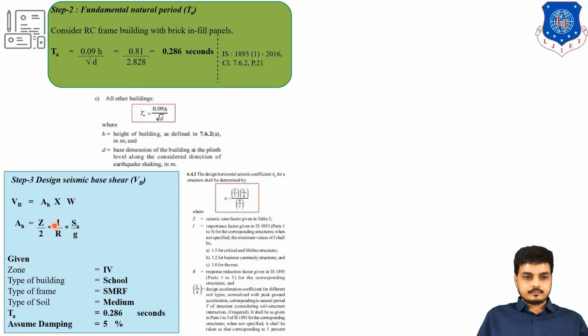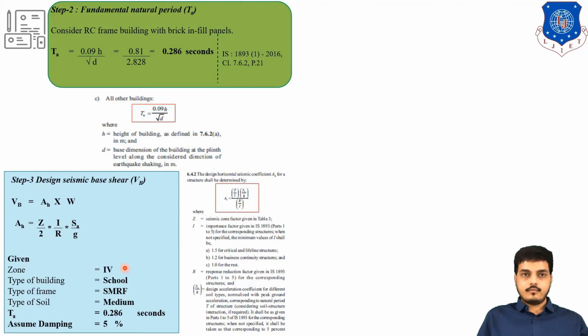First of all, this formula is given in clause 6.4.2 of IS 1893. So this is the formula, this is a modified version. You can also use Z by 2 Sa by g divided by R by I. I have just converted I by R. This is easy to remember.